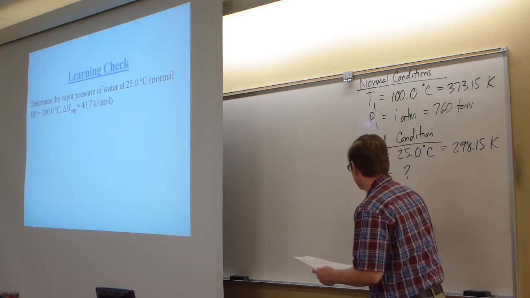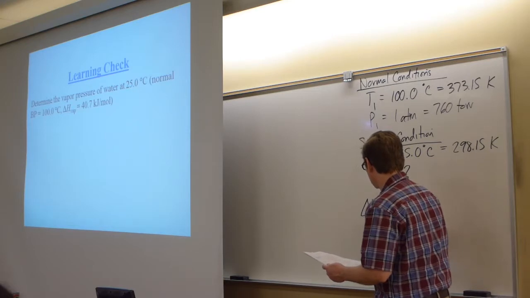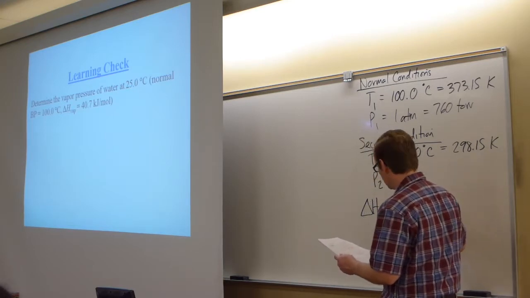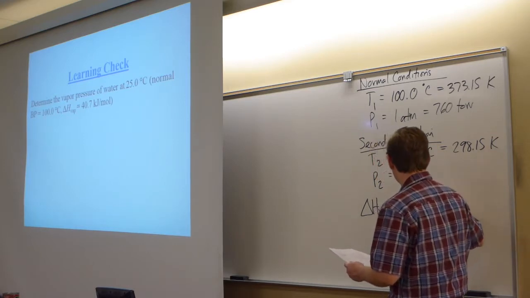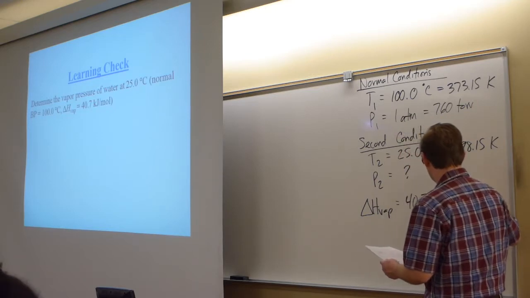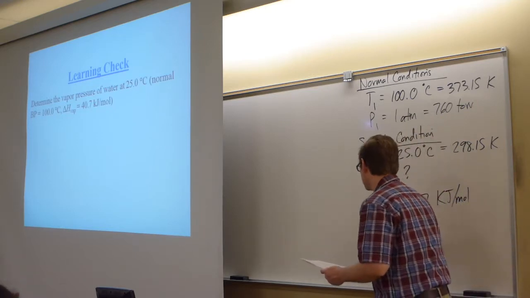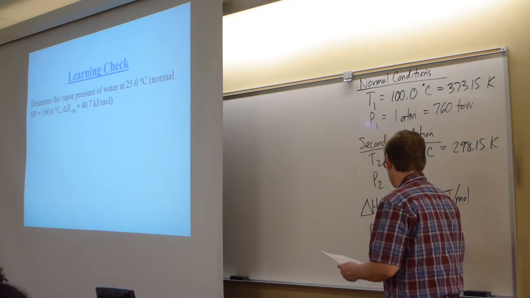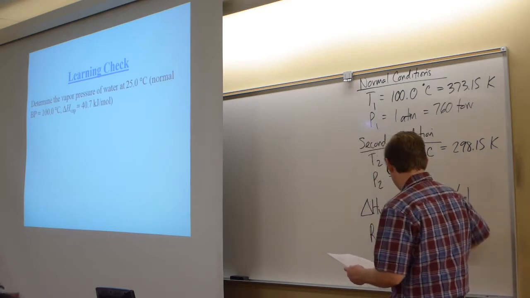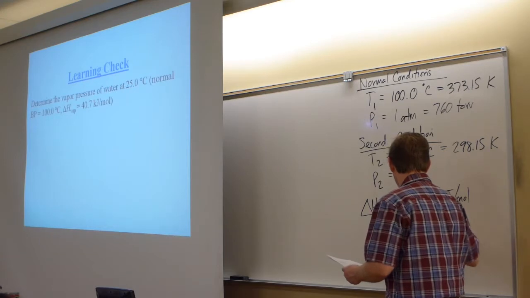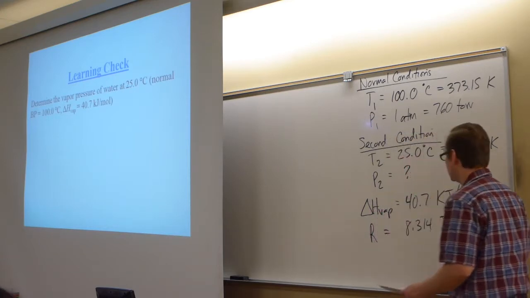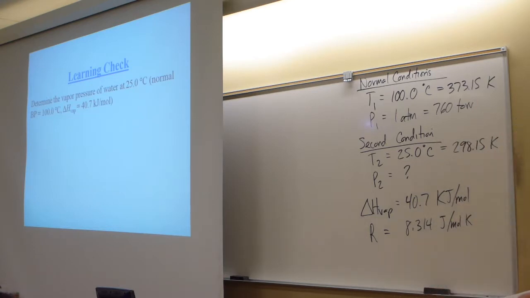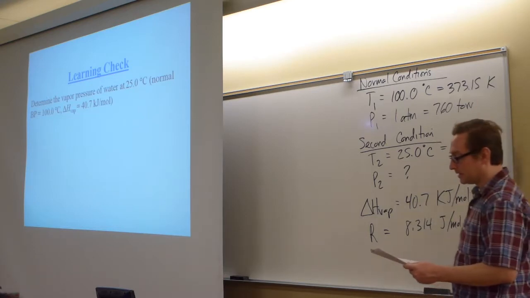And then just to take an inventory of the rest here. So delta H vap is equal to 40.7. And then also the R constant is 8.3. There. So now we have this inventory of variables. And now we're just going to plug and chug.